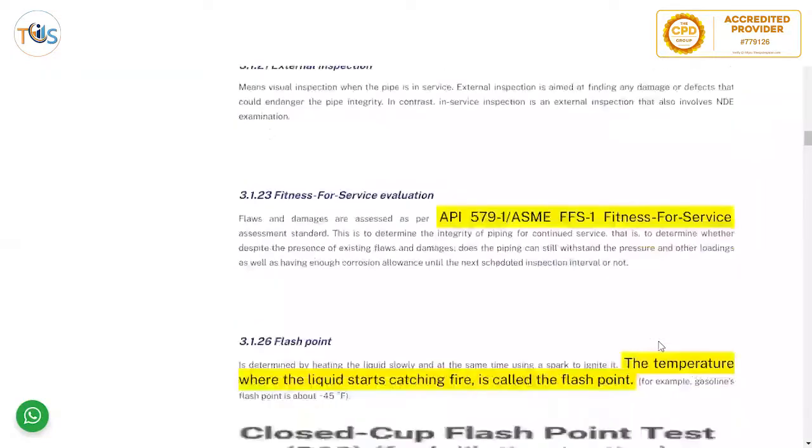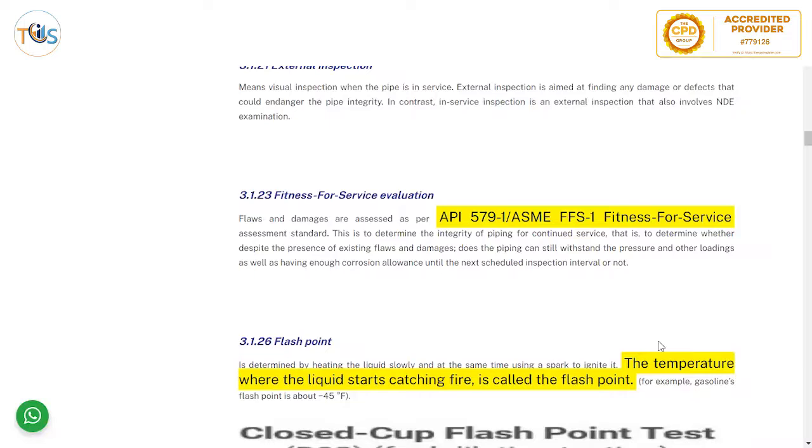External inspection means visual inspection when the pipe is in service. External inspection is aimed at finding any damage or defects that could endanger the pipe integrity. In contrast, in-service inspection is an external inspection that also involves NDE examinations.